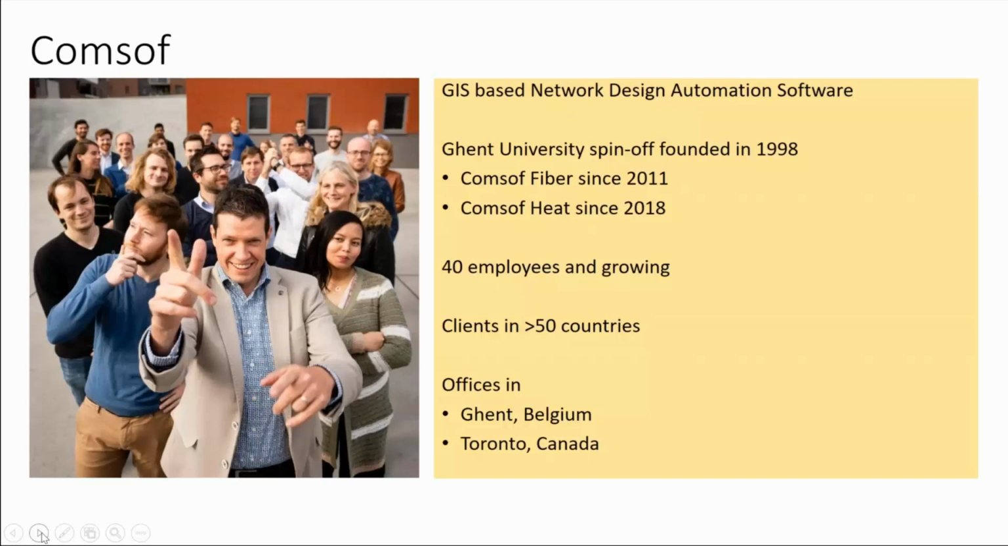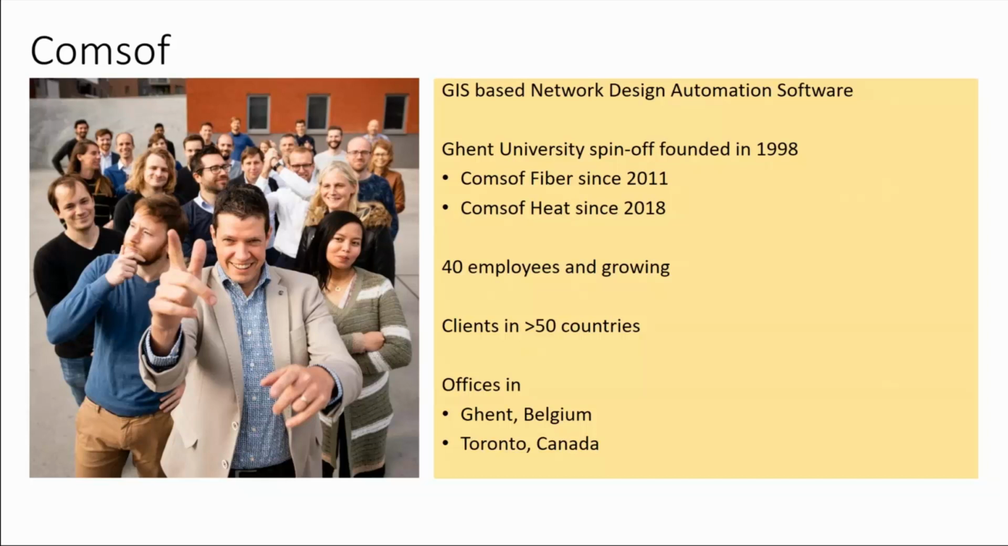A little bit of information about the two companies. We will start off with Comsoft. It's a GIS-based design tool. It's in the very early phase of district heating, where you basically do not have a grid. It's a spin-off from the University of Ghent, founded in '98, and they started off with fiber grids, and now they work with heating grids since about 1.5 years back. 40 employees, clients in about 50 countries, and offices in Belgium and Canada.